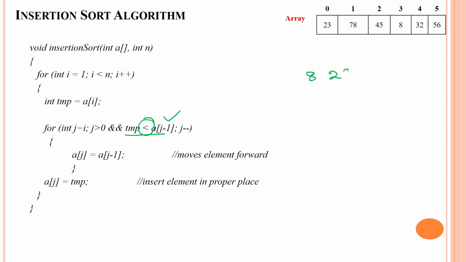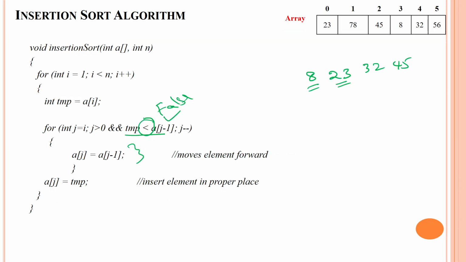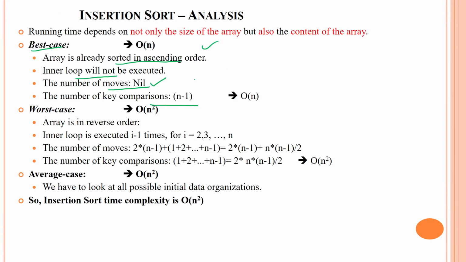and the previous data will always be less if the data is already sorted. You look at that, 8, 23, 32, 45, the previous data is always less. So this condition will always be false, so the inner loop will not execute. If the inner loop is not executed, there is no need for any movement of the data. So only the key comparison will be n minus 1 times. This for loop will be executed only n minus 1 times, because we are not using the 0th index. So the time complexity is order of n.